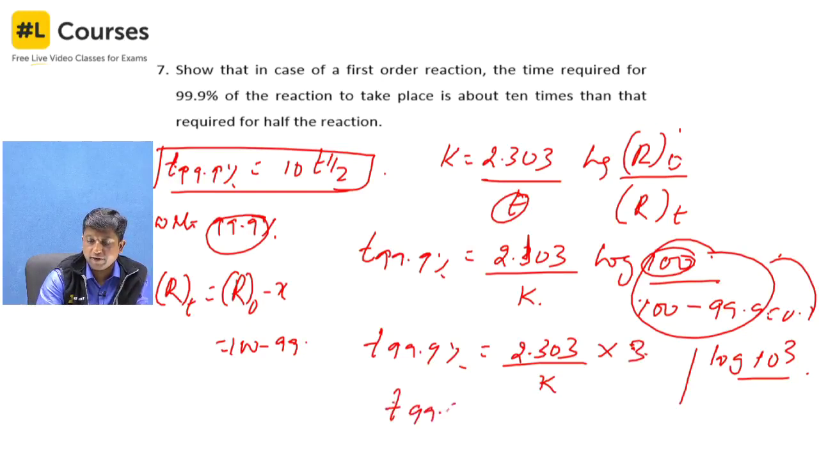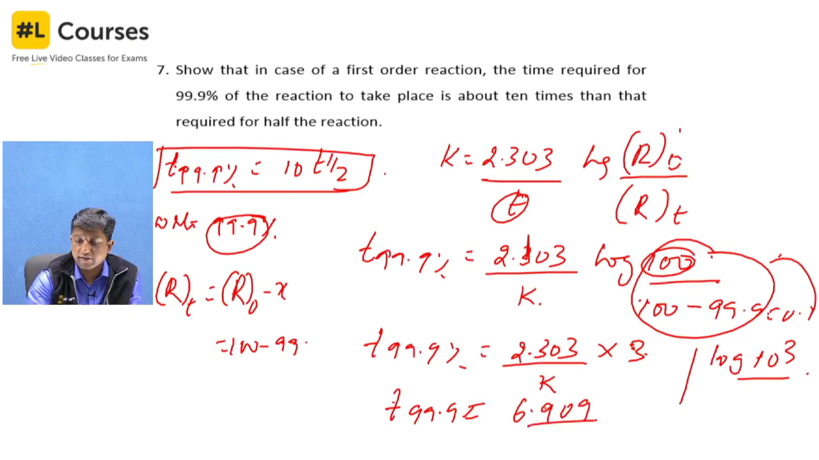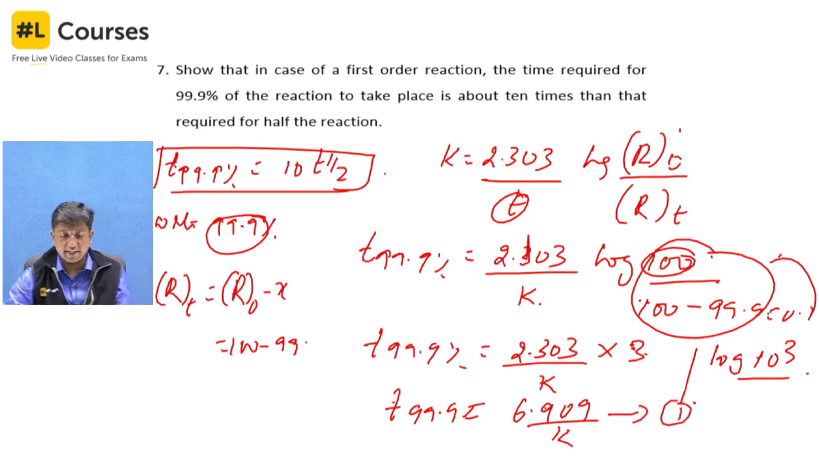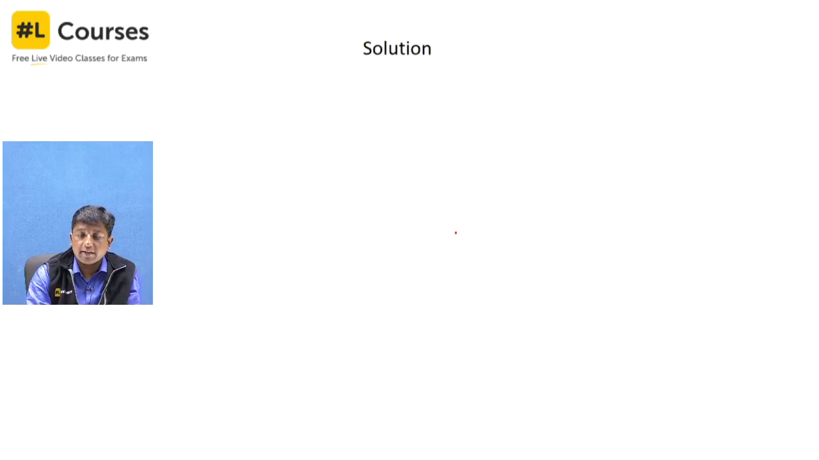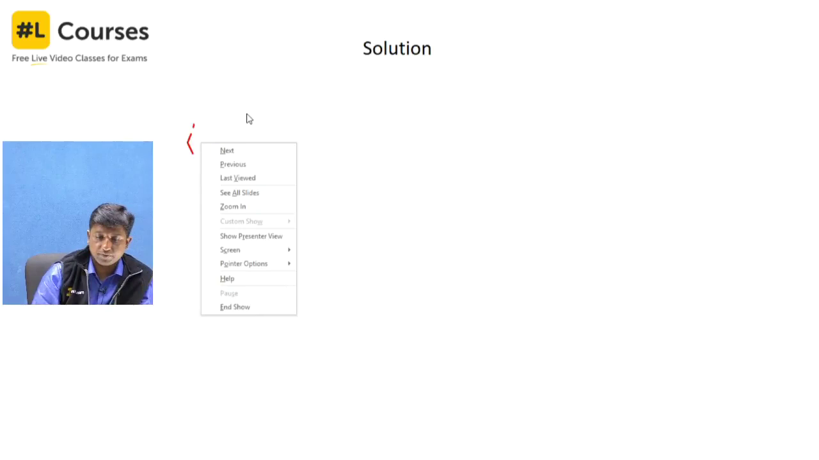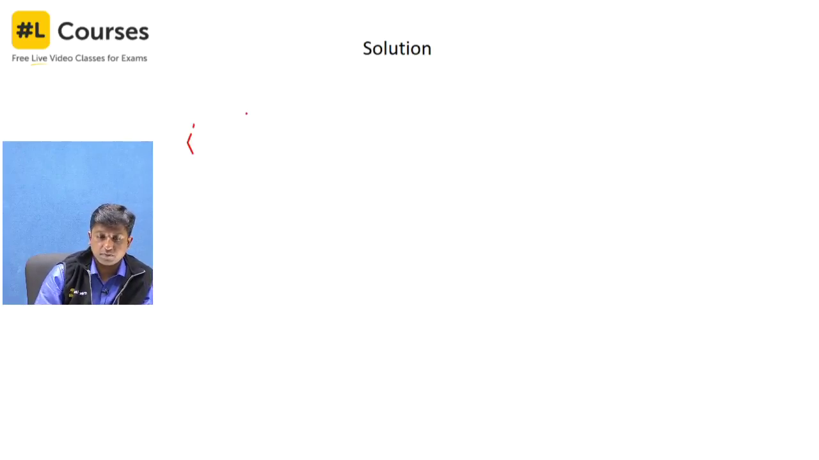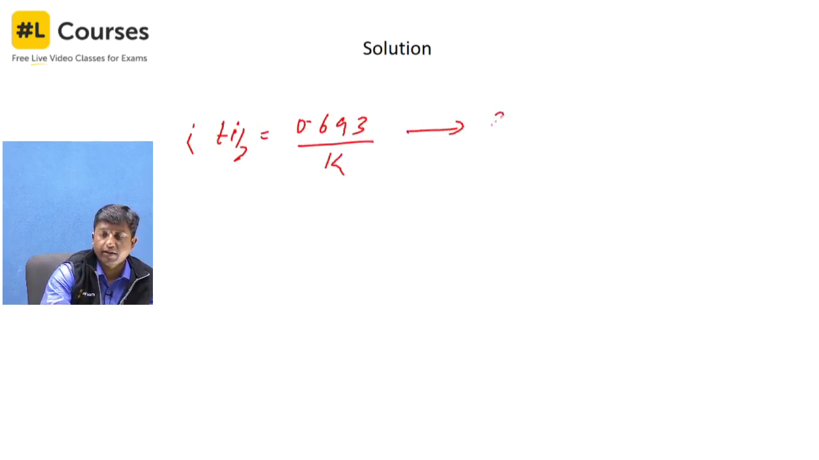So T 99.9% will be equal to 6.909 divided by K. Let us consider this as equation 1. Now let us take the equation for half lifetime. We know that T half will be equal to 0.693 divided by K. Let us consider this as equation 2. Now let us divide equation 1 by 2.